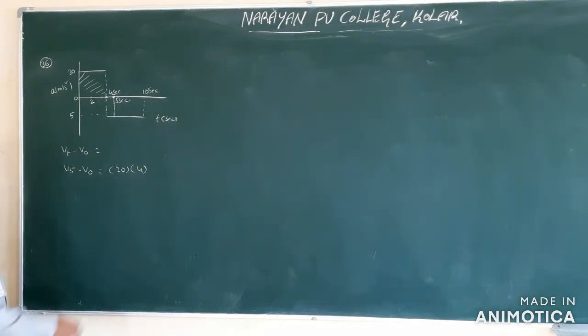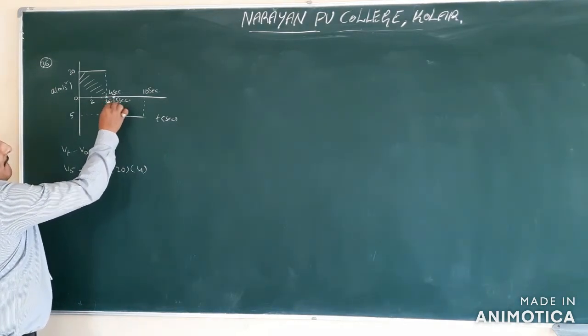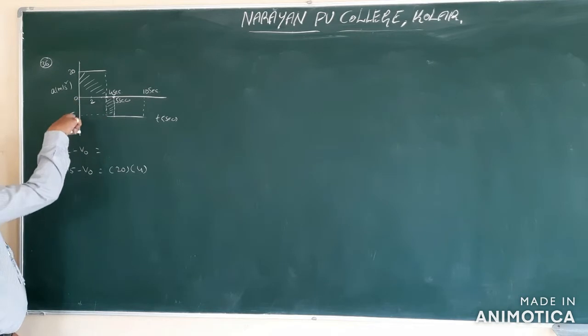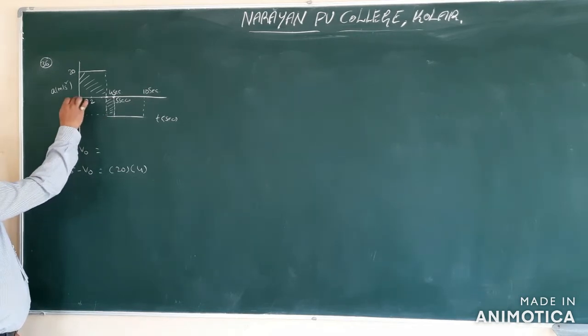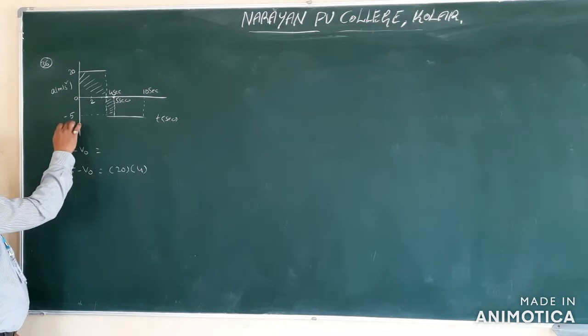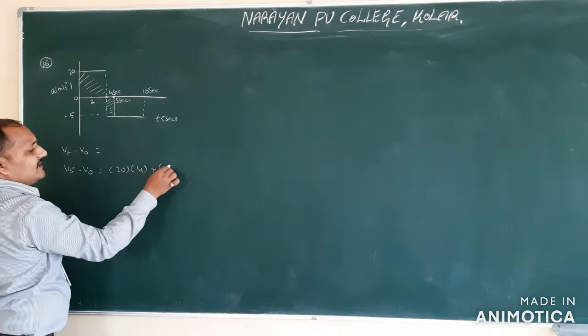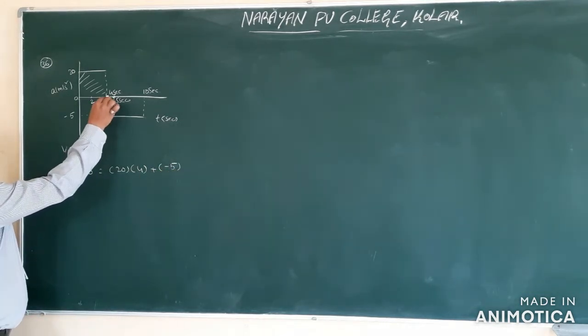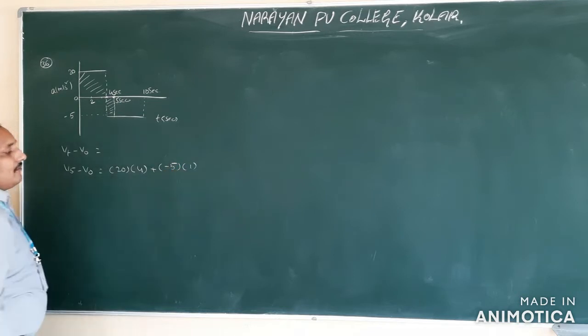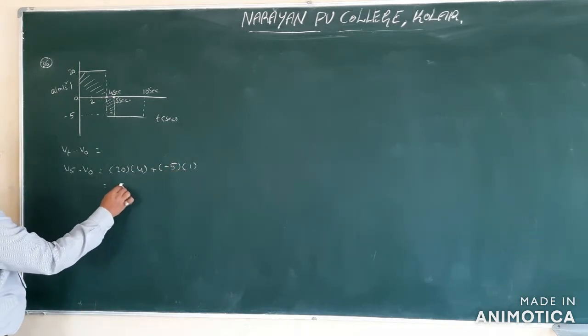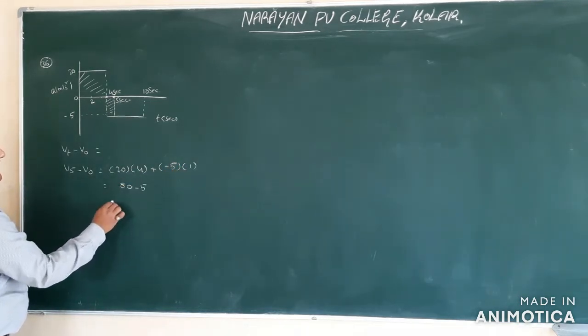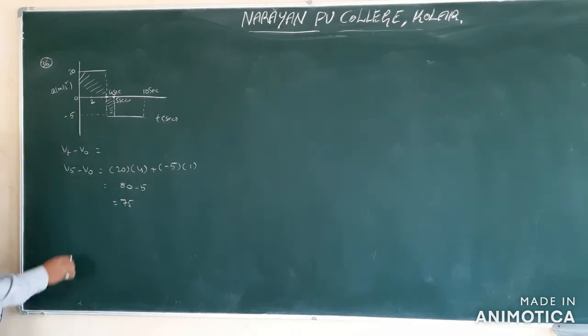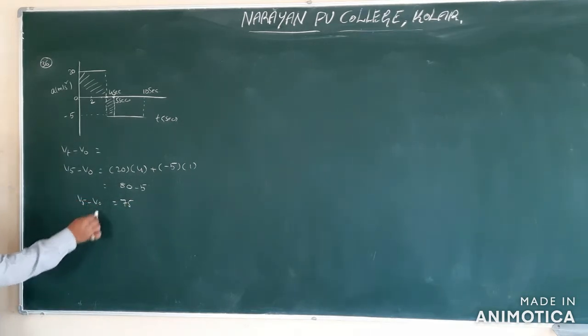Length into breadth. Next, this area. This value is minus 5. Okay, whatever is given, if it is coming below the time axis, it is going to give negative y axis. Therefore, 20 into 4 plus minus 5 into, so 4 to 5, how much time? 1 second. Therefore, 80 minus 5, 75. This is nothing but the change in velocity.